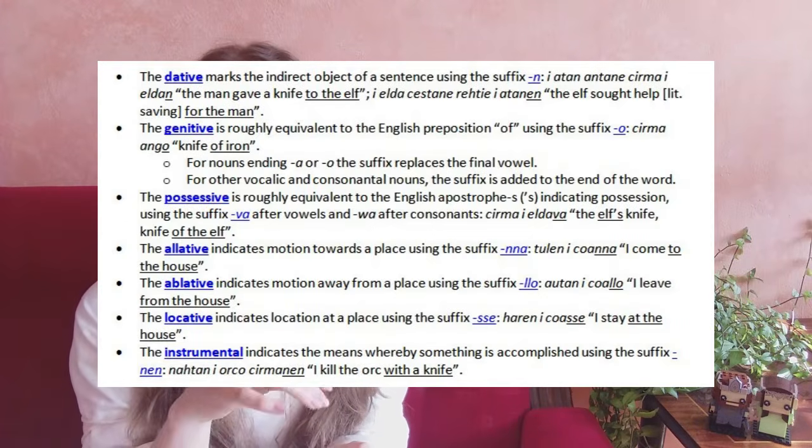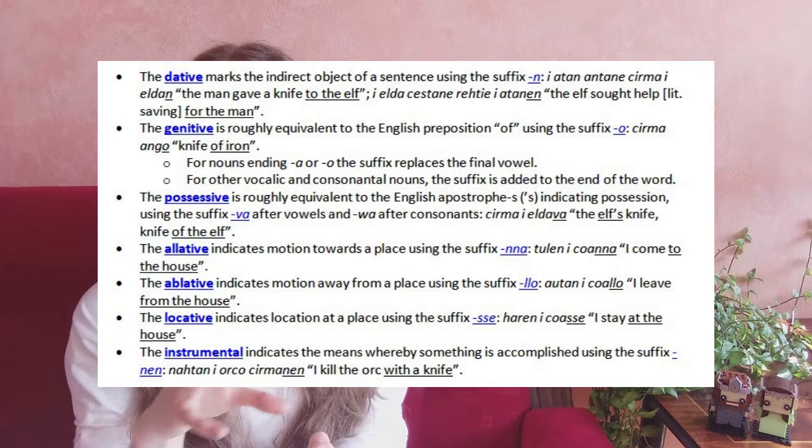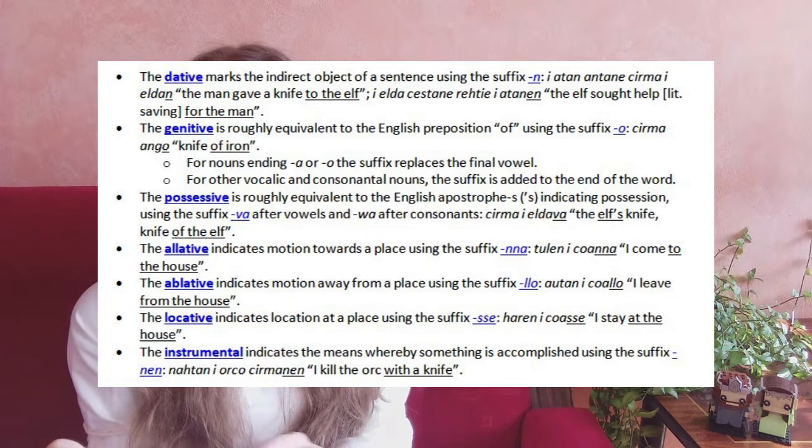What is not similar to English, though, is that Quenya has noun cases. What this means is that nouns in Quenya basically change their form. They get an ending, a suffix in the end, or a prefix in the beginning. They change depending on the sentence. This will be more clear when we look at examples.